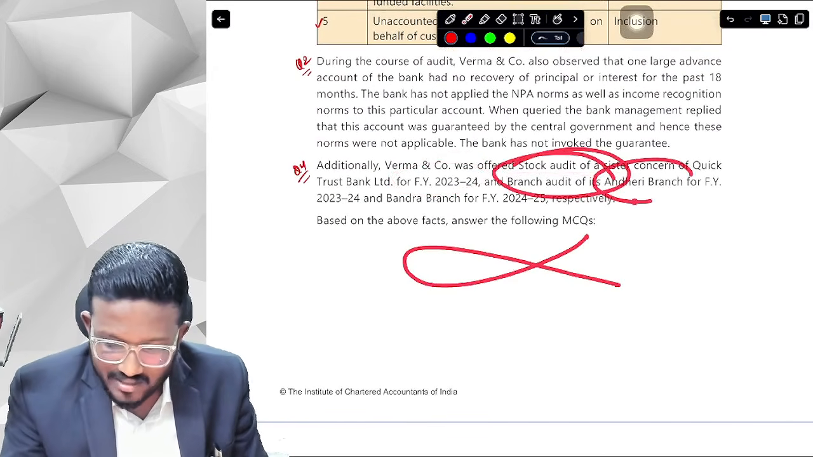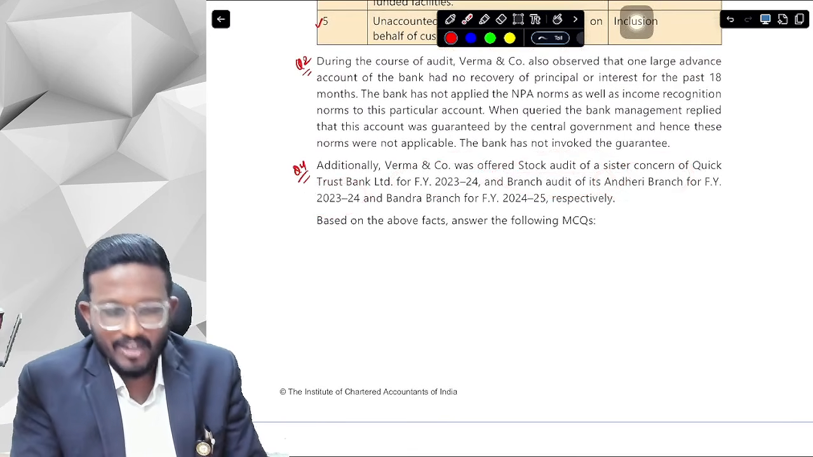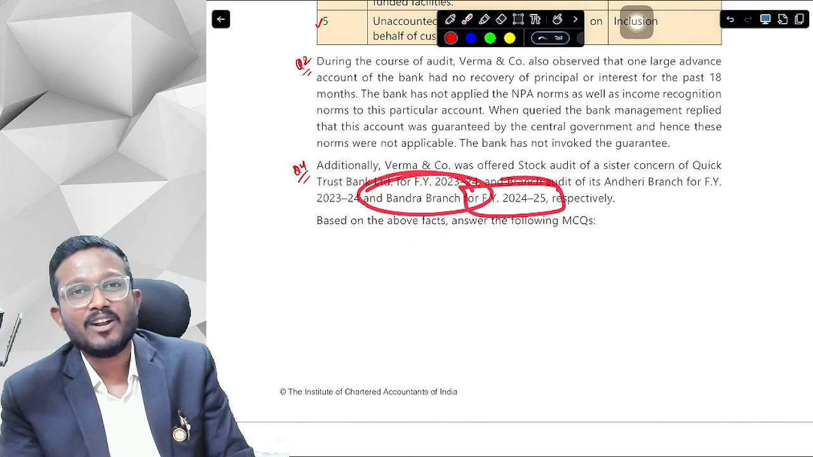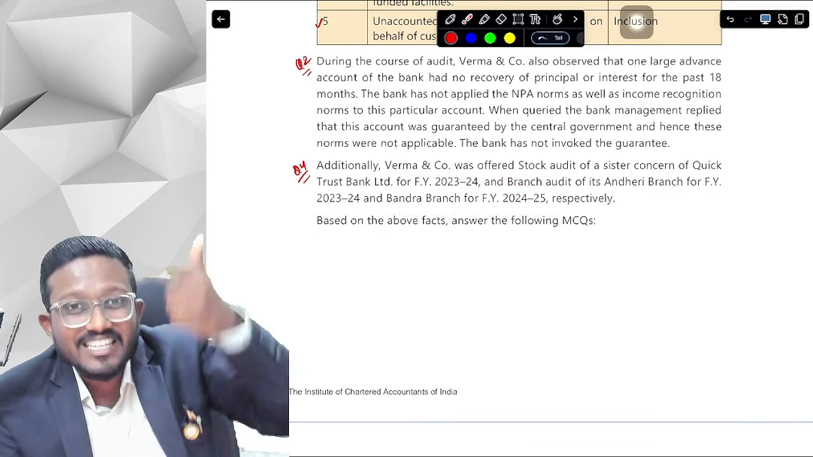The branch audit of its Andheri branch for financial year 23-24, can we do it, sir? No sir, we cannot do it. And the Bandra branch for financial year 24-25, can we do it for next year? Yes, we can do it for next year.